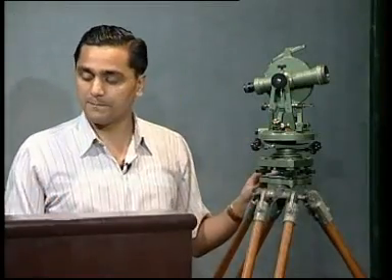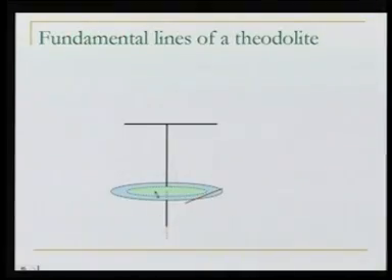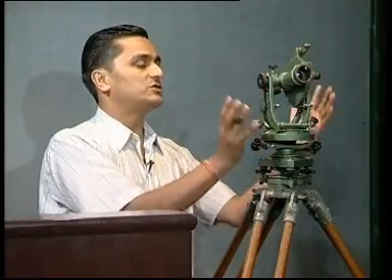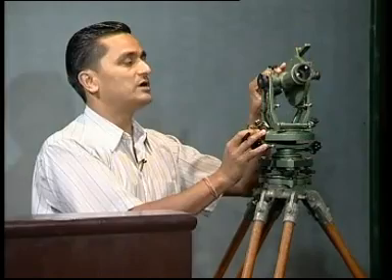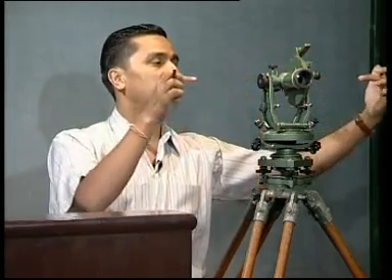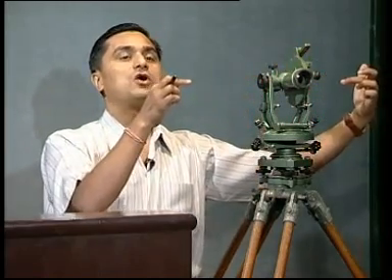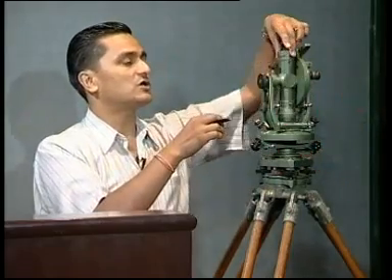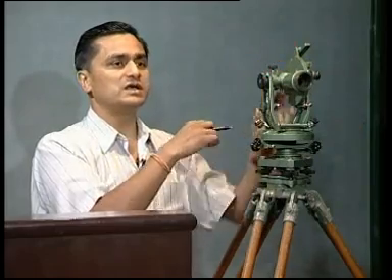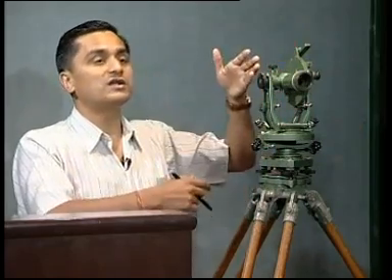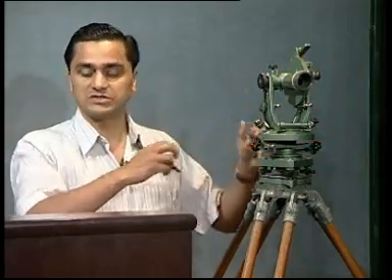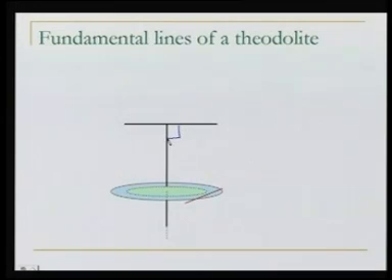If you go further up, the line shown here is the horizontal axis. What is this? Now in this theodolite, if I rotate my telescope, it is rotating about a line here. This line we say the horizontal axis or trunnion axis. So this is the horizontal axis or the trunnion axis. Is there any relationship between the vertical axis and this horizontal axis? Yes, they should be perpendicular to each other, as you can see here.